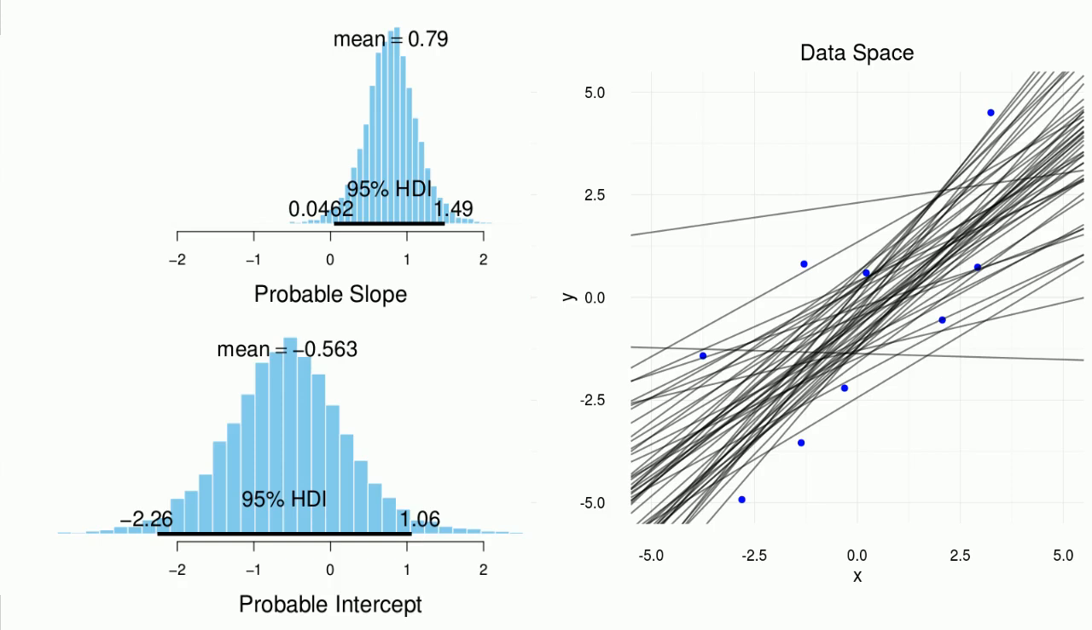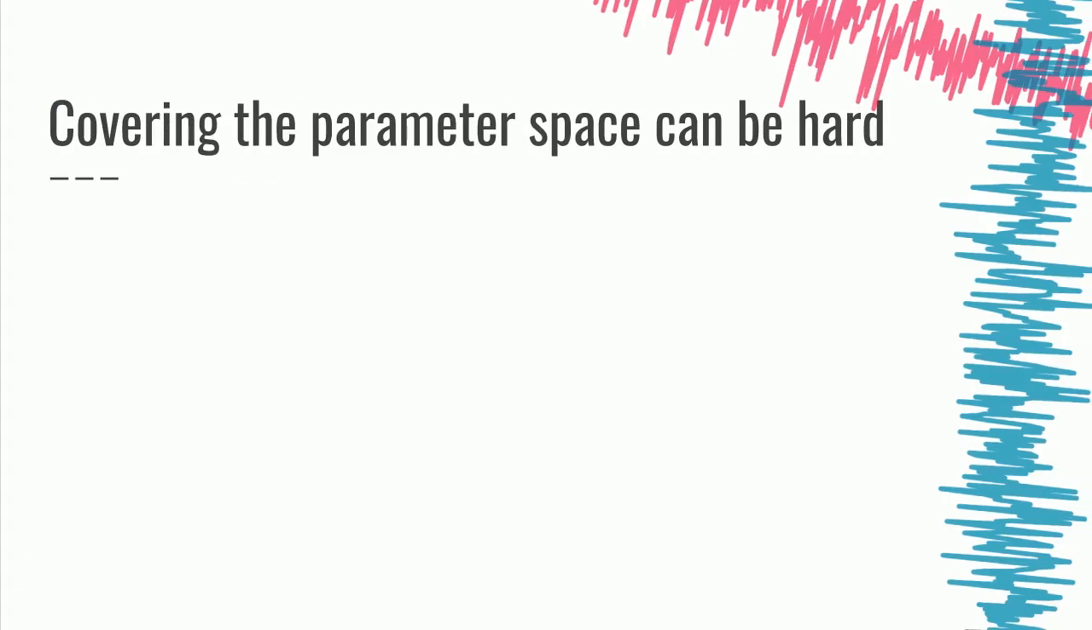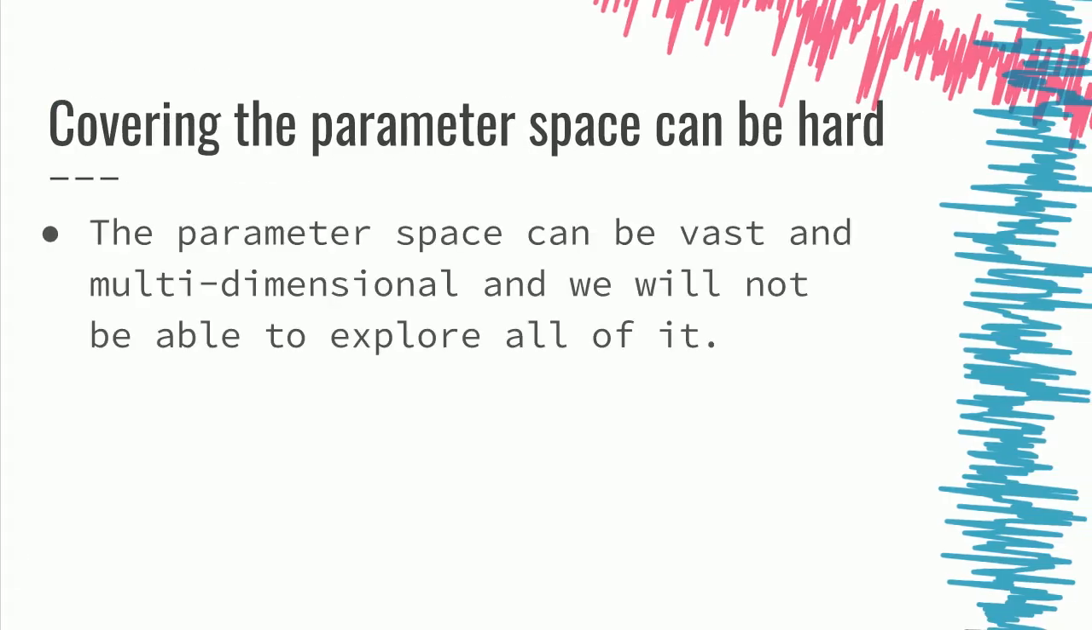Alright, that was an example of a parameter space of a slightly more complex Bayesian model and how we could fit this model to the data by evaluating the likelihood for all parameter combinations, or at least a fine grid of combinations. But this is not always so easy, as covering the parameter space can be hard. For example, the parameter space can be vast and multidimensional, and we will not be able to explore all relevant parts of it.